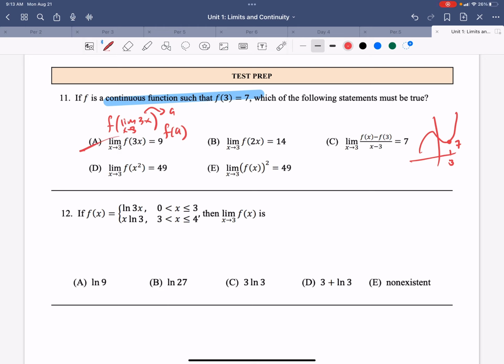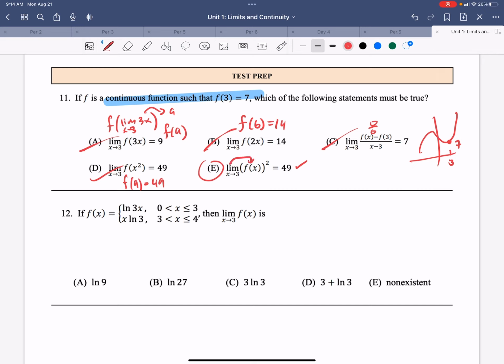Following that logic, this one is saying f of 6 is equal to 14, and we do not know that either. This one, if you apply it, you're going to get 0 over 0, and we're not using that. We don't know that. And this one is saying f of 9 is 49, so that doesn't work either. By process of elimination, you could say this is it, and it is our answer, but I'll show you why it's our answer.